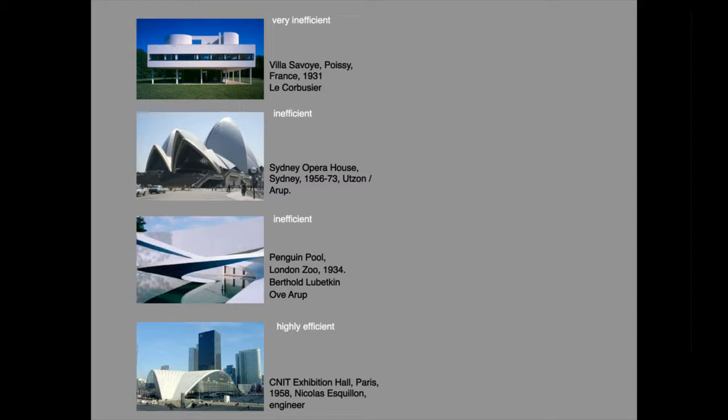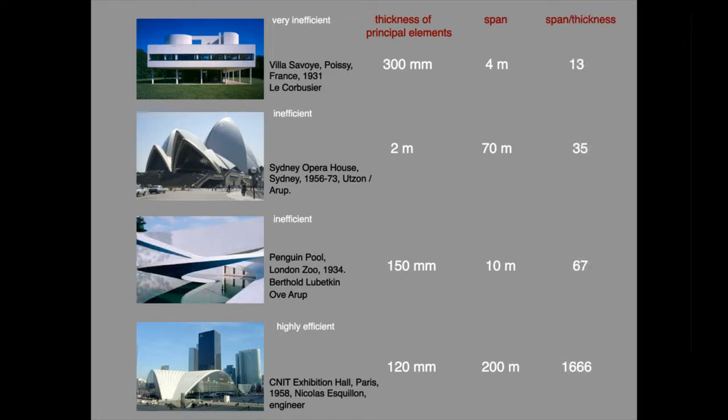The efficiency with which material is used in these structures can be judged by considering the ratio of span to thickness of their principal structural elements. The relevant dimensions are given here, with the span to thickness ratios in the right-hand column, which ranges from 13 for the Villa Savoye to 1666 for the CNIT Exhibition Hall.